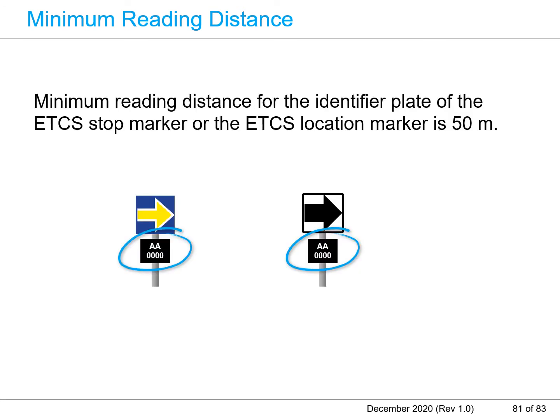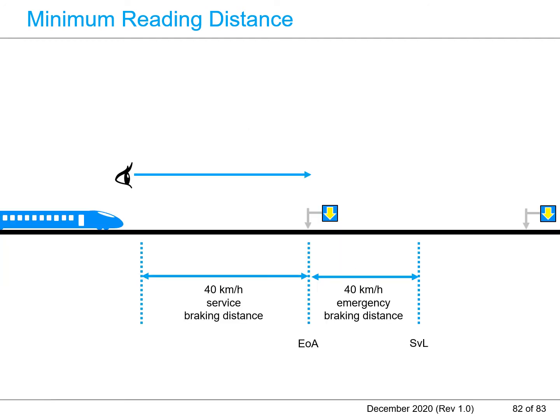The minimum reading distance for the identifier plate of the ETCS stop marker, or the ETCS location marker, is 50 meters. When the onboard ETCS is in non-full supervision mode, the train driver has the responsibility to observe the trackside marker and stop the train before the trackside marker. The onboard ETCS is responsible for ensuring the estimated front end of the train does not pass the supervised location, SVL.